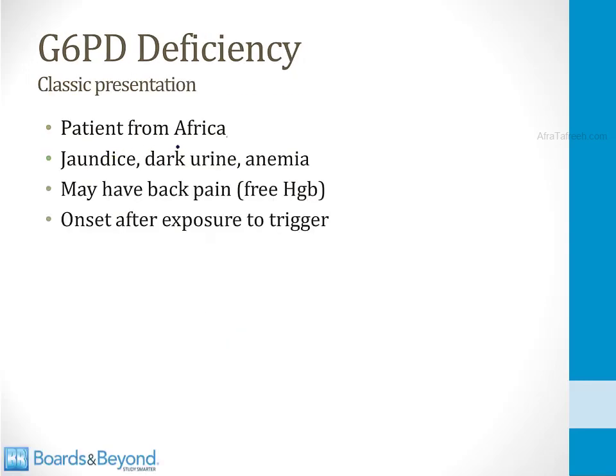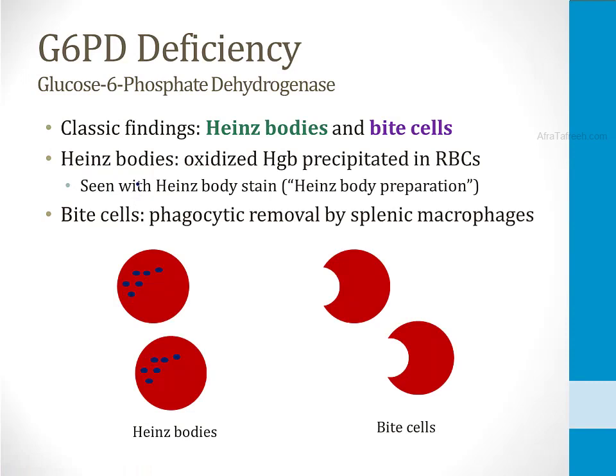So the classic presentation is a patient from Africa who develops the sudden onset of jaundice, dark urine, and anemia. They may also have back pain that can be caused by the free hemoglobin, and the onset of the episode is after exposure to one of the typical triggers. There are two classic findings you should know on peripheral blood smear of patients with a G6PD deficiency. One is called a Heinz body, the other is called a bite cell.